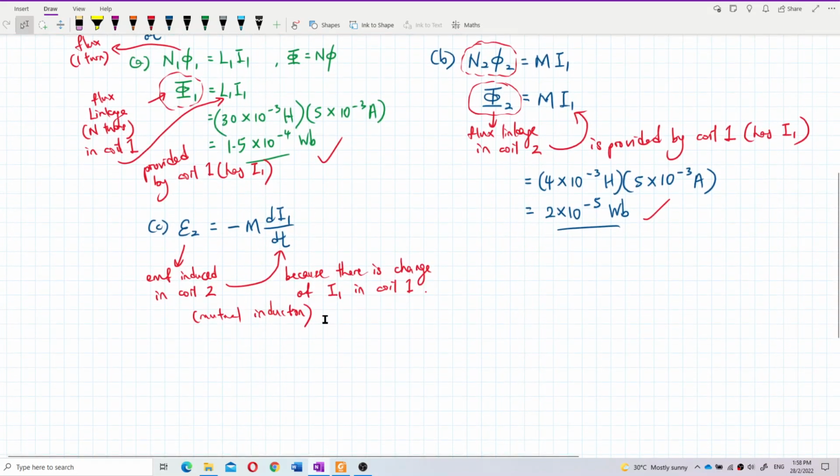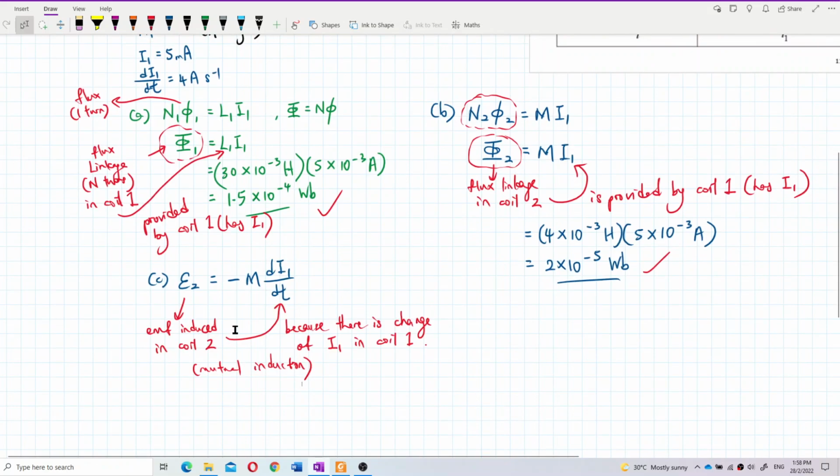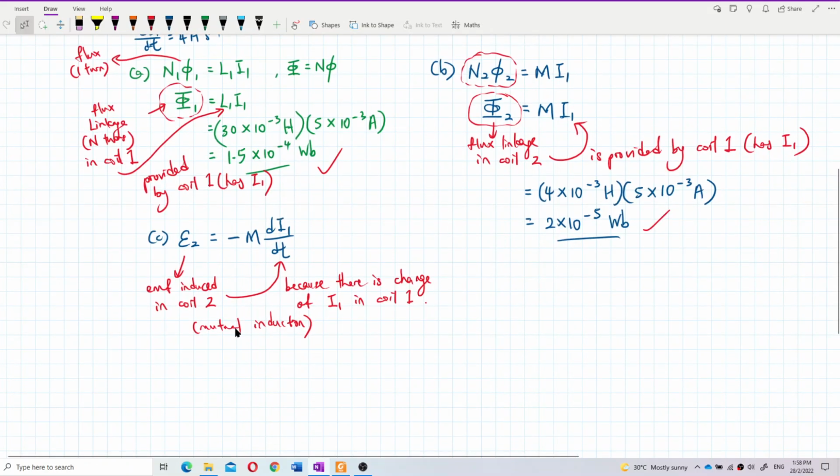That's self-induction. Mutual induction is when there is a change of current in coil 1, it induces EMF in coil 2. That's mutual induction. So let me find out the induced EMF in coil 2. I have all the values here.